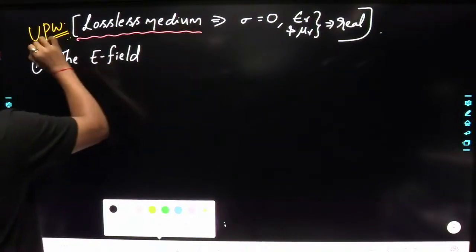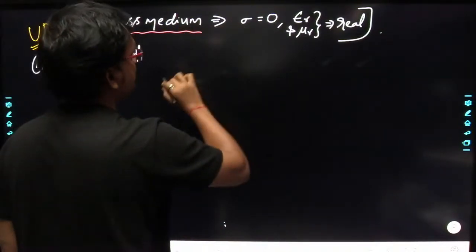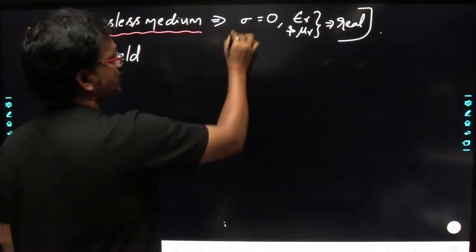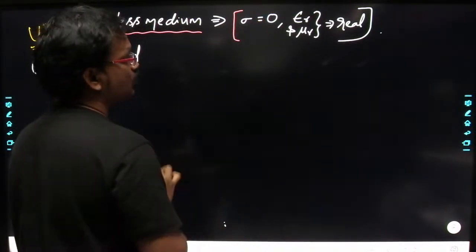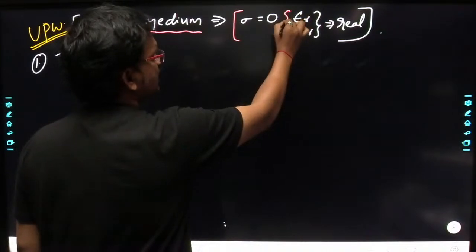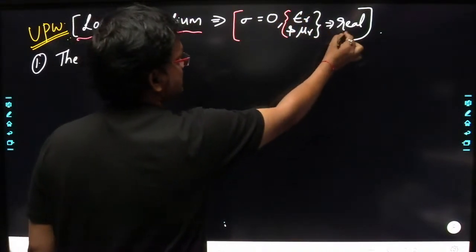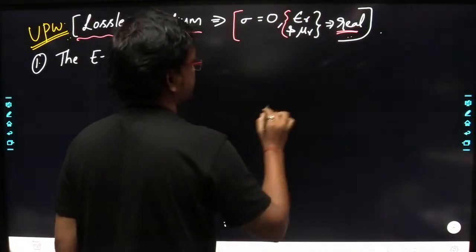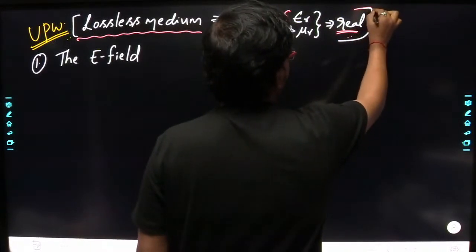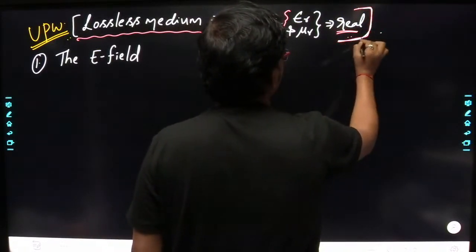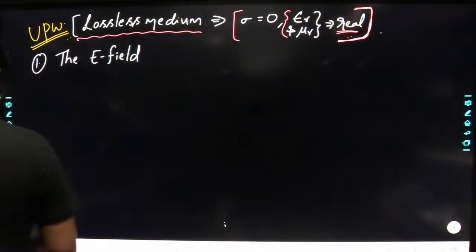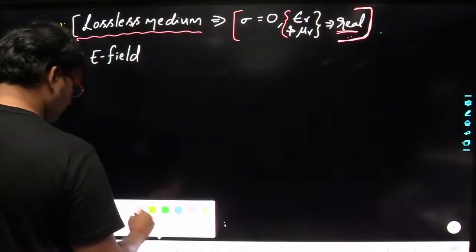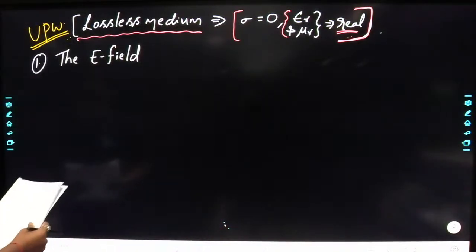The propagation of uniform plane waves in lossless medium. What is the condition for lossless medium here? The conductivity of that medium is equal to 0 and epsilon r and mu r values must be real quantities. Then we can treat that medium as lossless medium. First of all, write down the problem here.